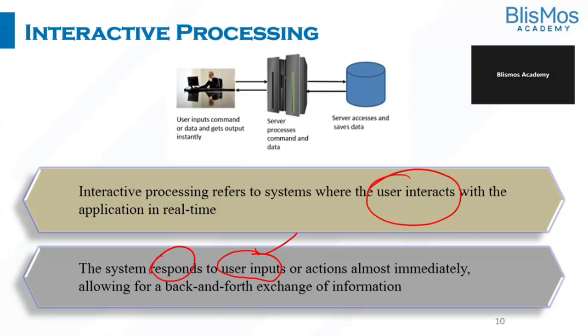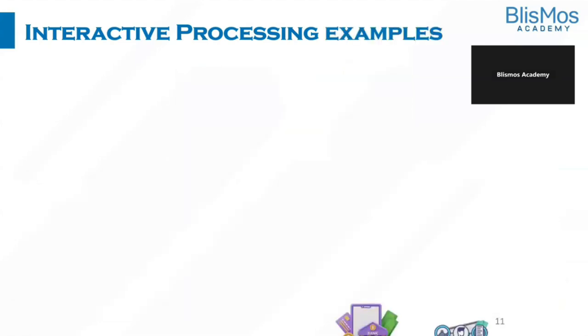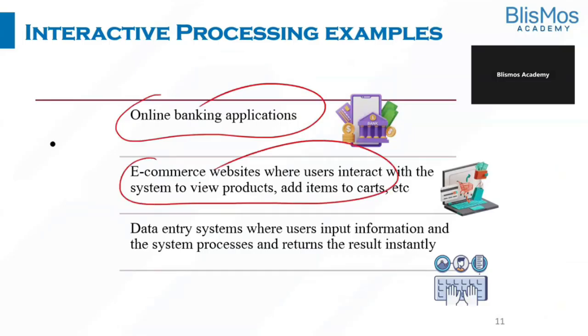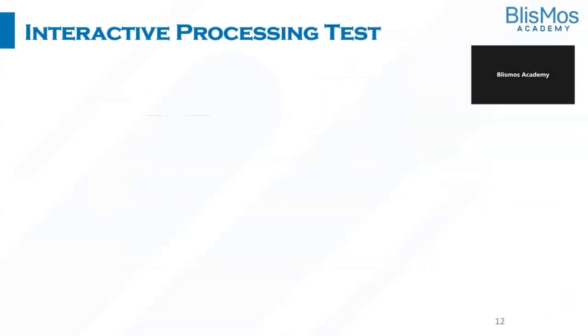The user is going to give some input, and the system has to respond. Based on that response, the user is going to give another input, and based on that, the system is going to respond. Based on that response, the user gives another input, and the system responds again. This will continue until the processing completes. That is what interactive processing is. Online banking applications and e-commerce websites are examples. In these systems, the processing happens in an interactive manner.